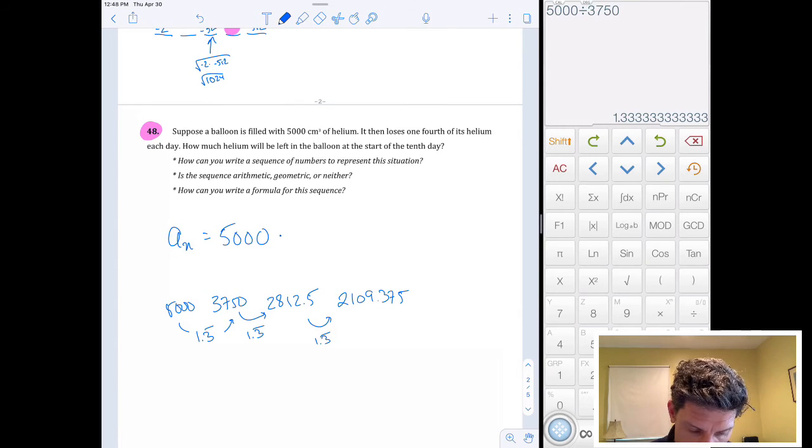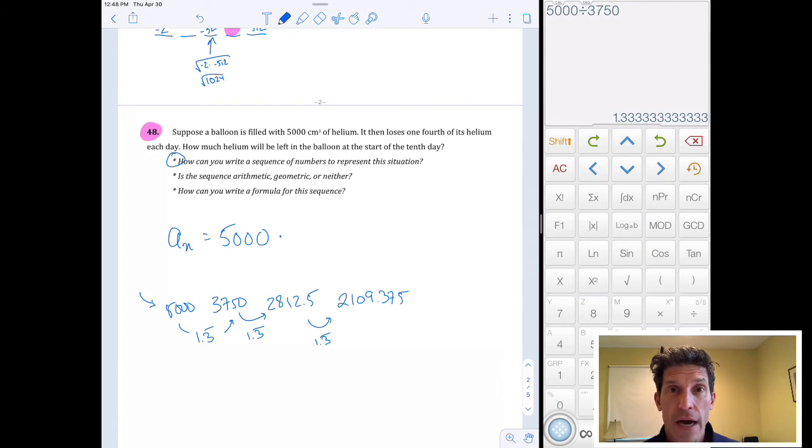It says, how can you write a sequence of numbers representing the situation? We just did this. We just created the values exactly the way the problem described. I took 5,000 and then I decreased it by 1/4 each time. I could have just divided by 4. That would have worked as well.